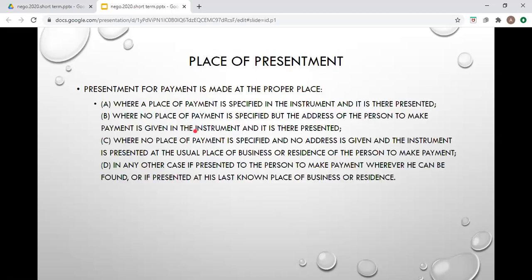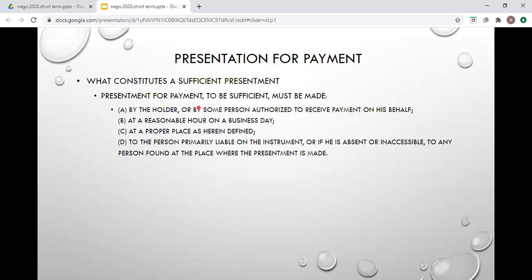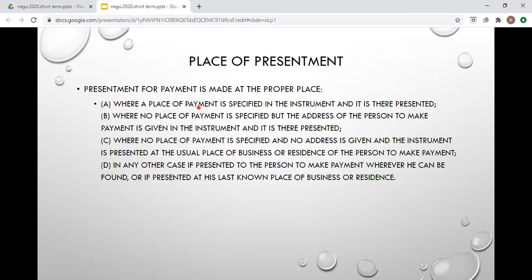Where is this proper place? Proper place refers to the place specified in the instrument, or if no place has been specified in the instrument, then at the address of the person, okay, who is required to pay it, at the place of residence or his place of business. If no place of business or residence was indicated, then anywhere else you can find the person. So yun yung proper place na sinasabi dito. And then the person primarily liable on the instrument, okay, should be the one to pay that instrument.